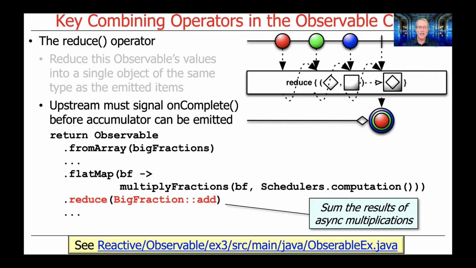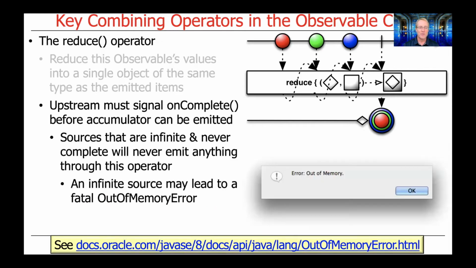This example is going to take an array of BigFractions and use the fromArray factory method operator to turn it into an observable of BigFractions. We'll then go ahead and use the concurrency idiom that's part of the flatMap operator to multiply each BigFraction in this observable stream by a constant using a pool of threads. And then we'll take the results of all those asynchronous multiplications as they complete, and we'll sum them up by using reduce, passing in the BigFraction add method reference.